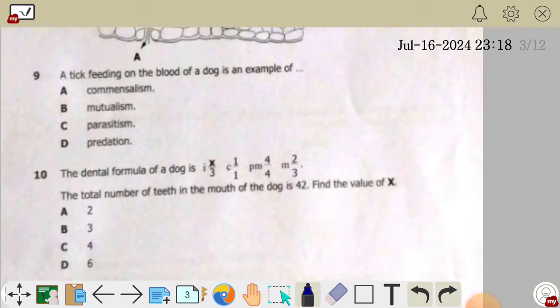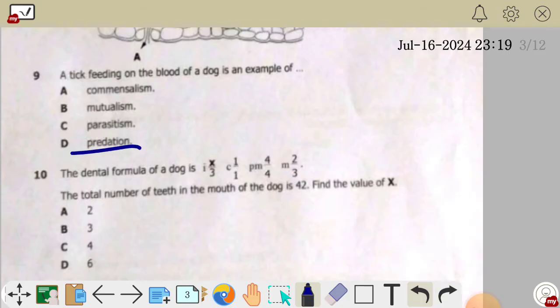So that is a very good definition of a parasite. Parasitism is where we have an organism feeding on another organism. In the same process, the host organism is harmed. So we have a parasite, a smaller organism, feeding on a bigger organism, and that host organism is also harmed. That is parasitism.